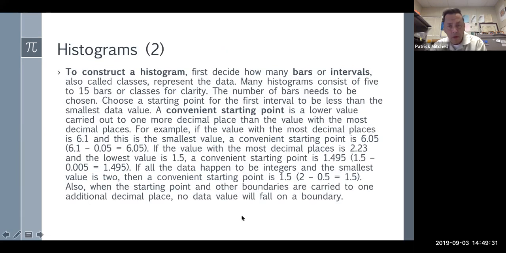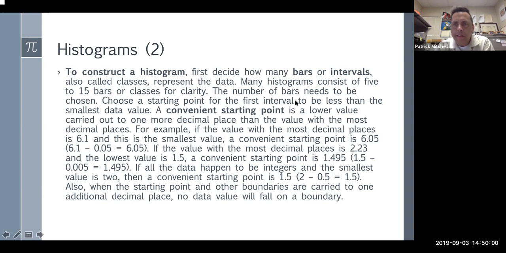Okay, so this slide goes into a lot of detail about how to construct the histogram, and you'll see all this in the example. First, you want to decide how many bars you're going to have in your histogram. 5 to 15 is a good range. Okay, so just decide how many you want to have. Let's say you decide you want 8.